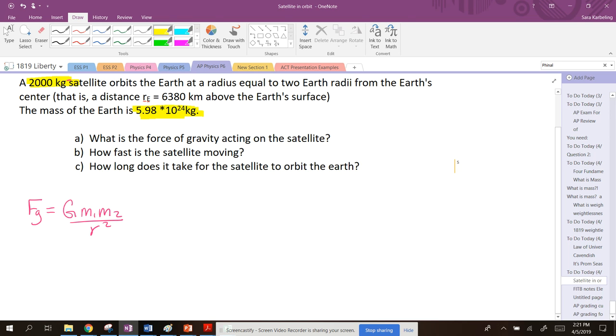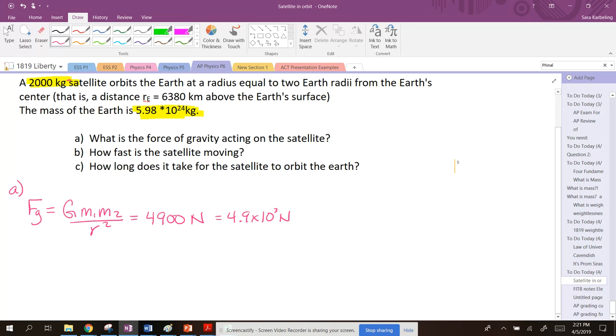What did you get for a value for part A? 4,900 newtons, or 4.9 times 10 to the 3rd newtons. Are we all okay on that? I don't have my numbers written down, so I'm banking on you guys. Are we in agreement though? We've got some agreement?